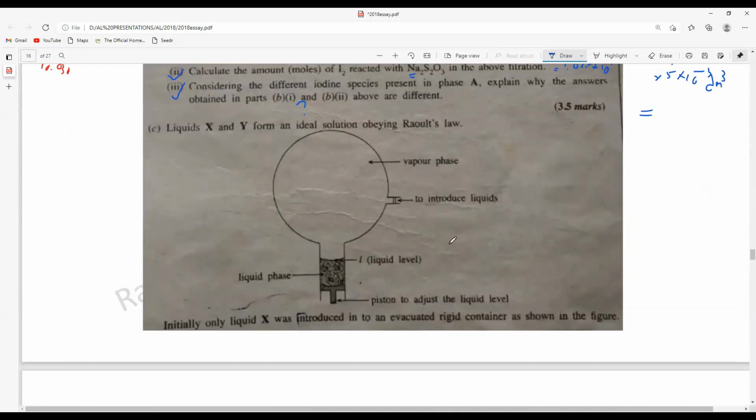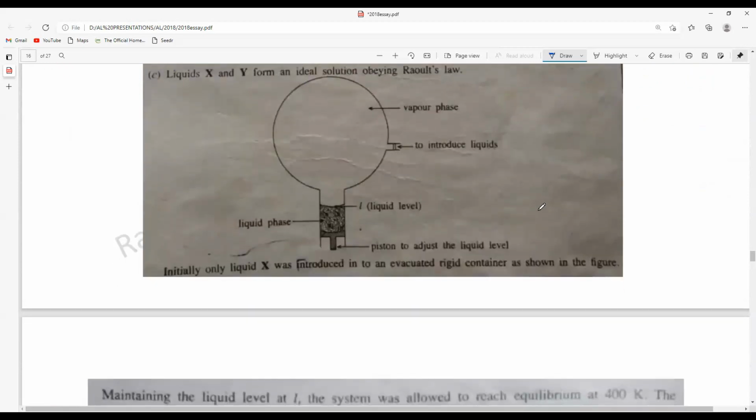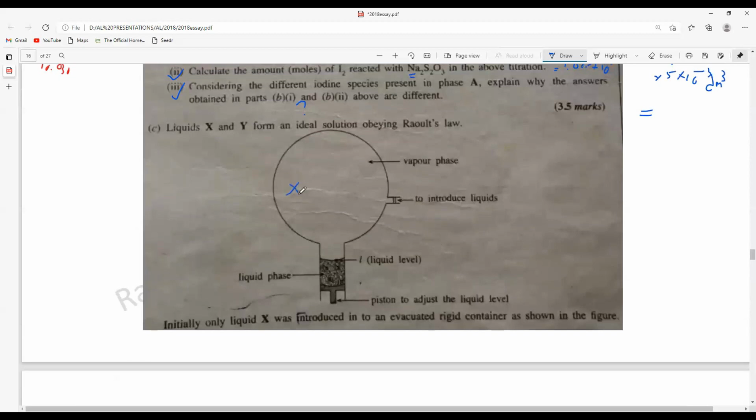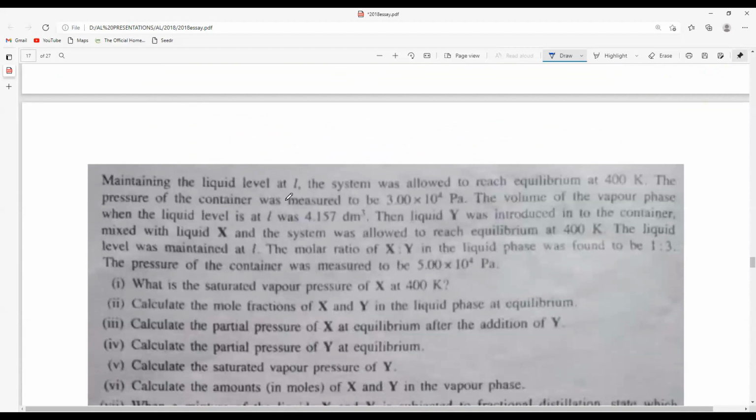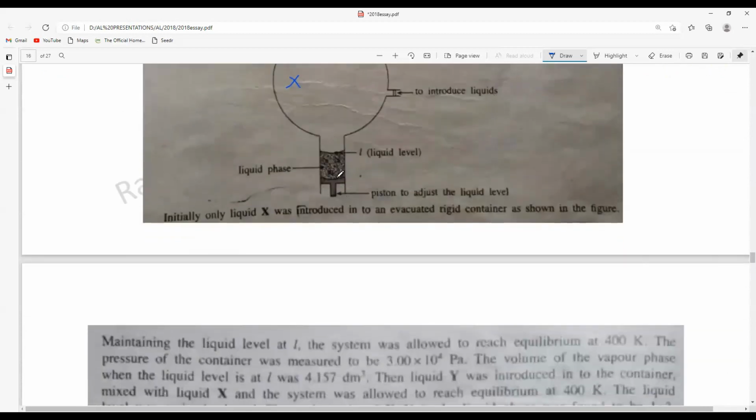Liquids X and Y form an ideal solution obeying Raoult's law, which is good. So we will have liquids X and Y forming the ideal solution. There is a vapor phase above the liquids, and a liquid phase, and a piston to adjust the liquid. So who cares about this picture? Only some additional picture is given just to scare you, but don't worry about that. Initially only liquid X was introduced to an evacuated rigid container as shown in the figure. So only X is there, right? Maintaining the liquid level at L. So there is this liquid level at L.